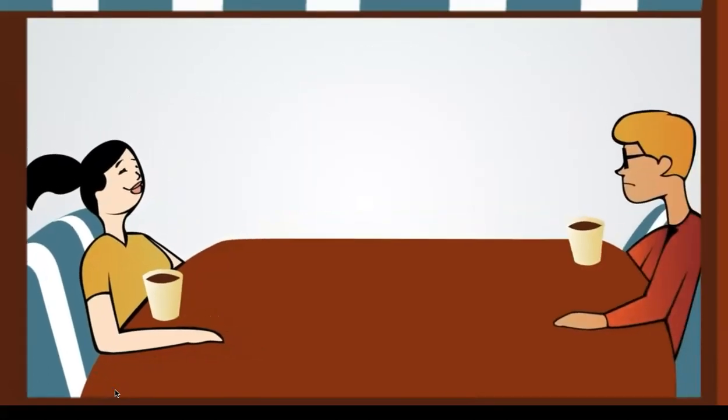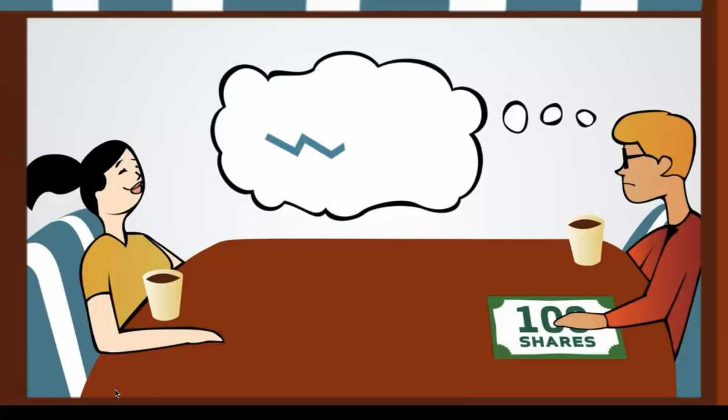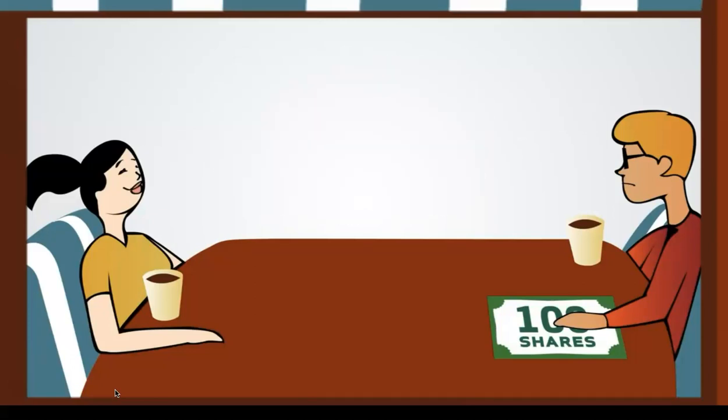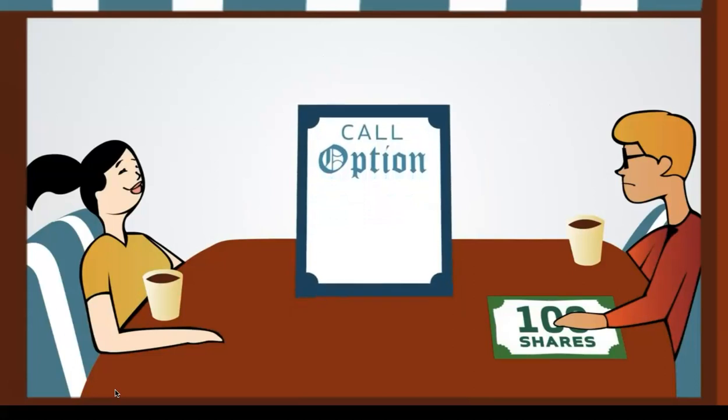Now, let's assume that there's another investor. He already owns 100 shares of Stone Curb stock and plans to hold on to it for a while. He thinks that the stock price will not increase much over the next few months. Both investors can utilize a call option.